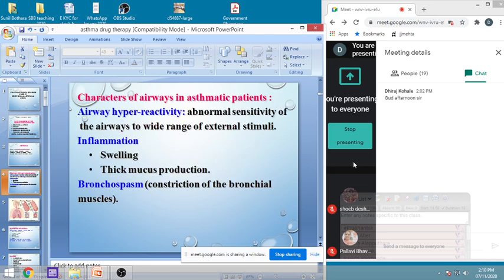Then what are the characteristics of airways in an asthmatic patient? There is a hyperactivity of airway. So there is an abnormal sensitivity of the airways to various external stimuli. Example, many can have dust. So dust is everywhere. Everyone is not getting any problem, but these people may get problem because that airway has got hyperreactivity. Many people react to dust, example chalk dust. So those teachers who are using chalk, they can have problem.